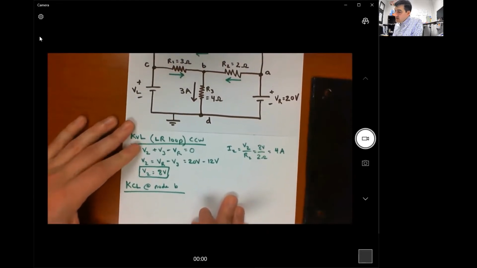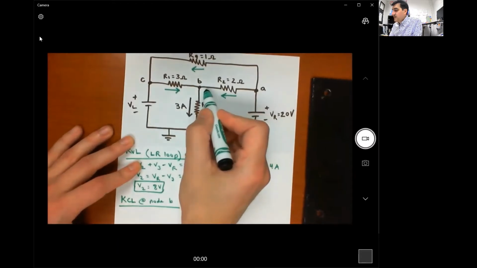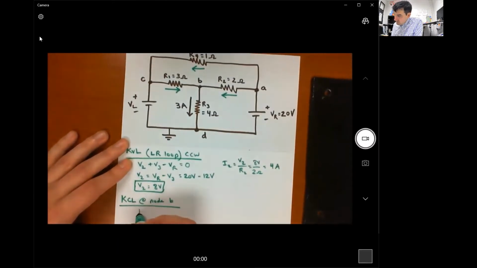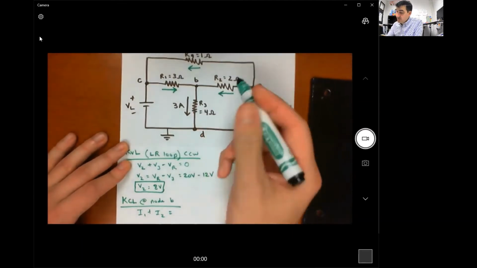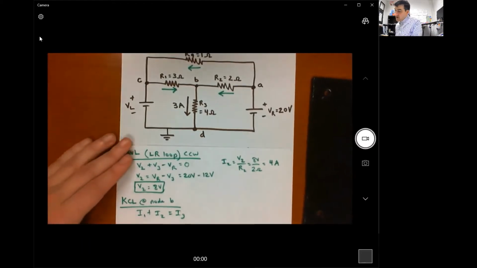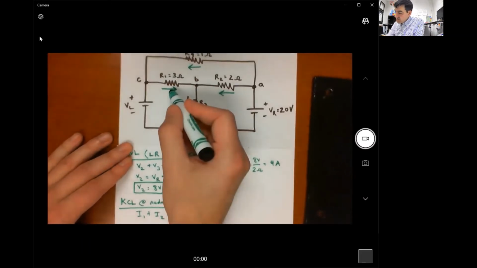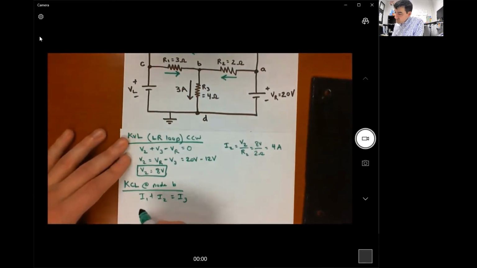So what's coming in to node B? We got I1 and I2 coming in to node B. So I1 plus I2, and then set that equal to the currents coming out of that node. So coming out, we just have I3. So set that equal to I3. And now the only unknown here is I1. So I'm going to rearrange this equation for I1. To do that, I'll subtract I2 from both sides. So I have I1 equals I3 minus I2.